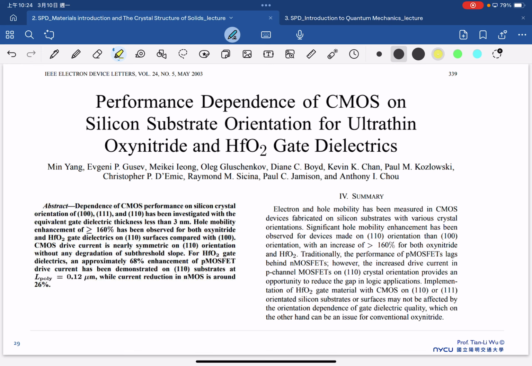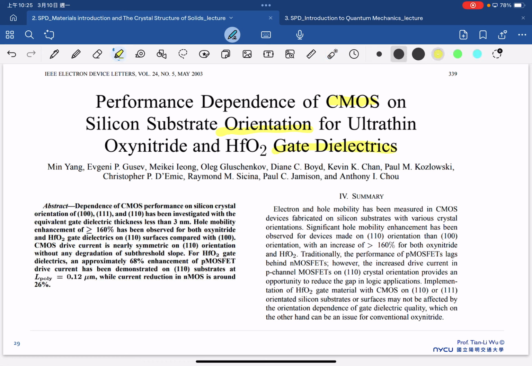In this case, this is literature related to the performance dependence of a CMOS. We also already talked about what CMOS is. Of course, we are not going into detail, but at least you already know that CMOS is a term that lots of people pay attention to. And this is the performance dependence of CMOS on the silicon substrate orientation, with ultra thin oxide nitride and hafnium oxide gate dielectric here.